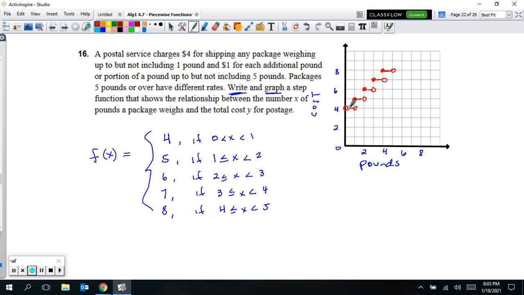So you can even see it in the graph. If your weight is between 0 and 1, but it's not quite 1 yet, then you're going to pay $4. But as soon as you get to 1, you're between 1 and 2, but not quite 2, you're going to pay 5, and so on. All the way up to where you're paying $8. Anything between 4 and not quite 5 yet, you pay 8. Okay, that's what that function is talking about.